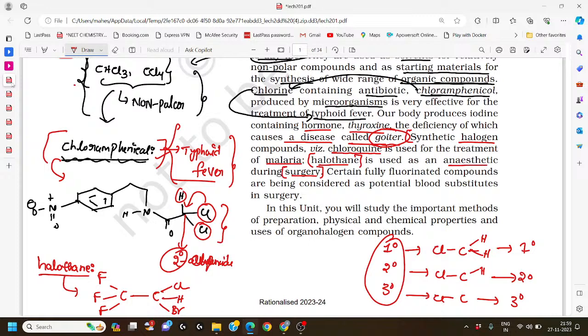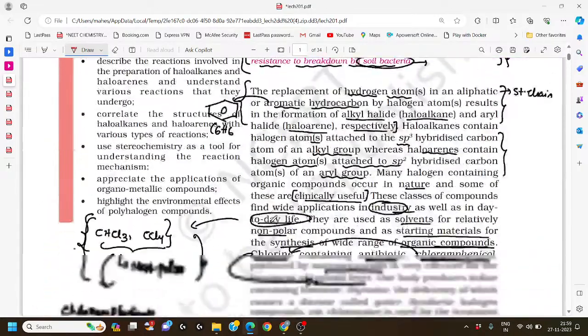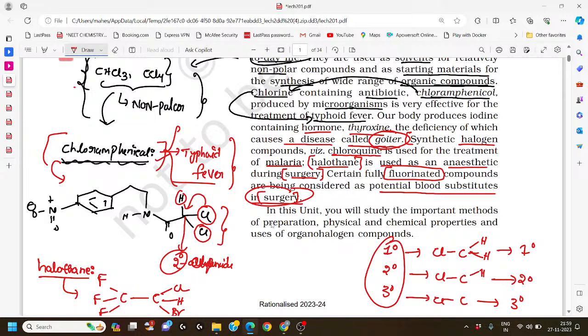Certain fully fluorinated compounds are being used as a potential blood substitute in the surgery. Here we observe that fully fluorinated compounds are used as blood substitutes in the surgery. I hope each and every line of the introduction of haloalkanes and haloarenes is clear to you.